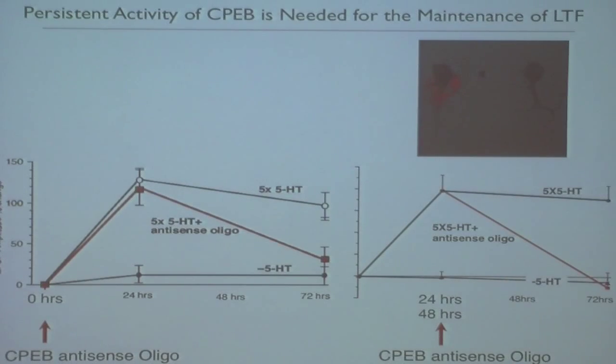So he tried to see what happens if you knock it out. He knocked out CPEB using an antisense oligonucleotide, and this is what 5 pulses of serotonin give without blocking CPEB. But if you block it, you have perfectly nice facilitation, but it's not maintained. Exactly what you see with inhibiting protein synthesis. He did this at 24 hours, he did this at 48 hours. So for some period of time, you need continuous synthesis of CPEB in order to do this. So this really looked like a candidate molecule that might be mediating the effect.